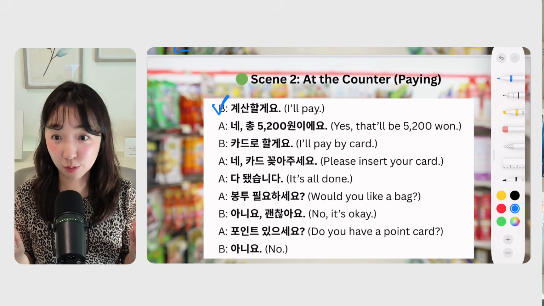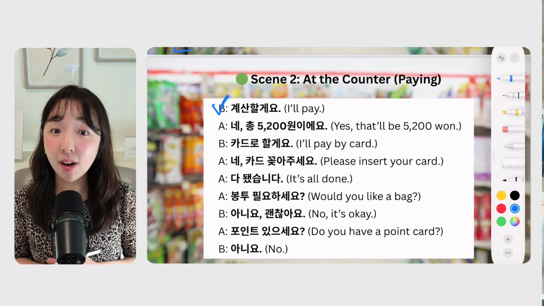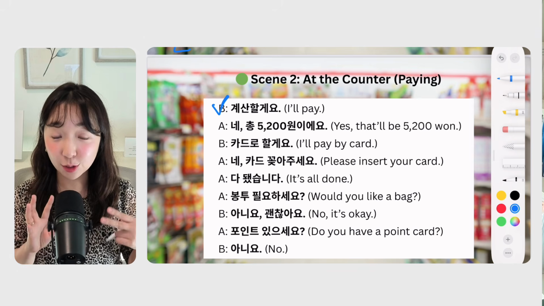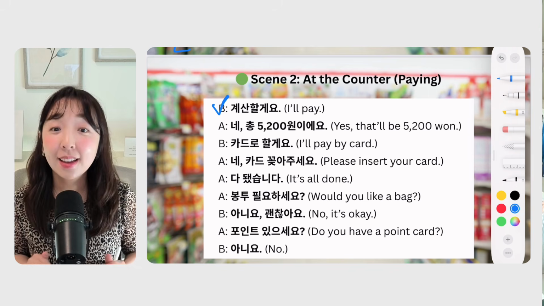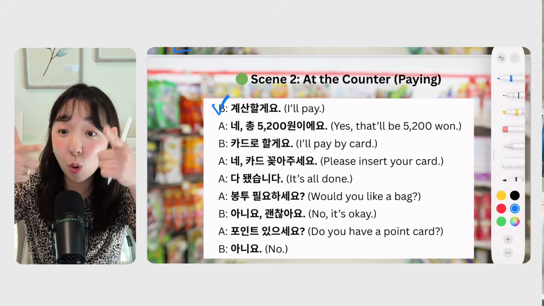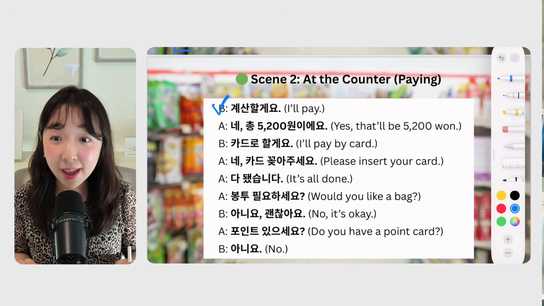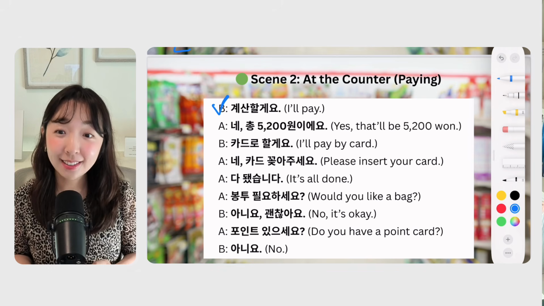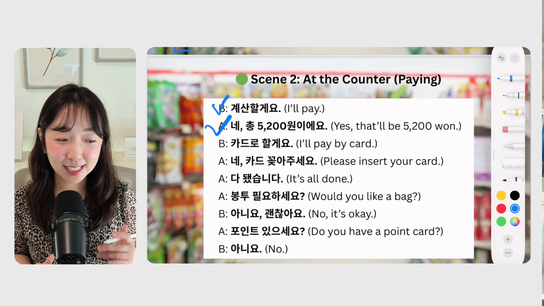Then they're gonna tell you the total price. 네, 총 5,200원이에요. That's about $5, a little less in Korean won. 총 means gun, and it also means altogether, total price. 네, 총 5,200원이에요.